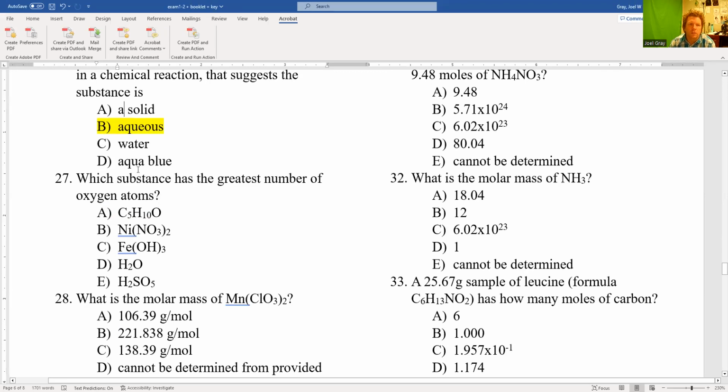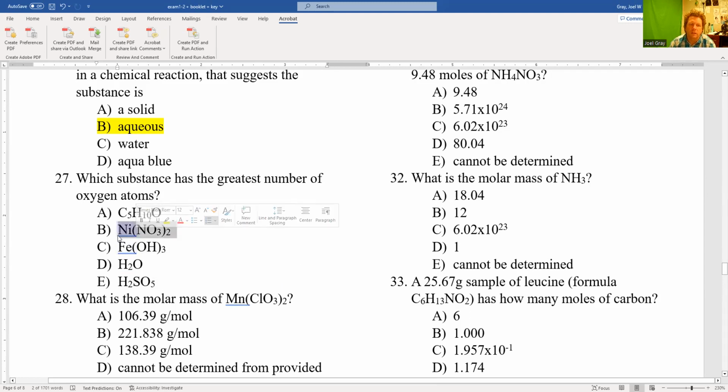Okay, the next question reads, which substance has the greatest number of oxygen atoms? So what we're looking for is, we have these different compounds or formula units, and we're just asked how many oxygens are in there. C5H10O, there's 1 oxygen. H2O, there's 1 oxygen. Fe(OH)3, well, we've got a 3 outside the parentheses, and so that applies to everything within the parentheses. So that means there's 3 oxygens for Fe(OH)3. H2SO5, there's 5 oxygens there.